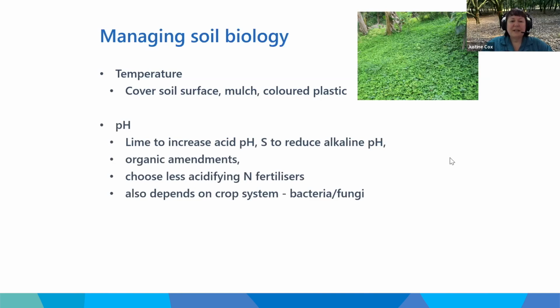pH, so if it's getting very acid, we might have to use some lime to increase the pH. If it's very alkaline, there's sulfur and other methods. Again, organic amendments are useful to maintain a good pH. If we can choose a less acidifying nitrogen fertiliser, that might help in the long run.